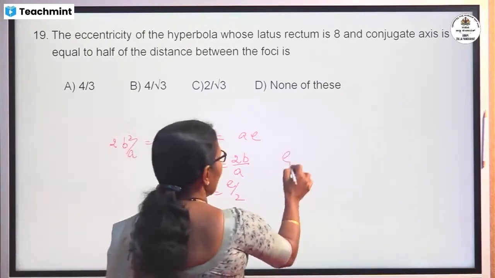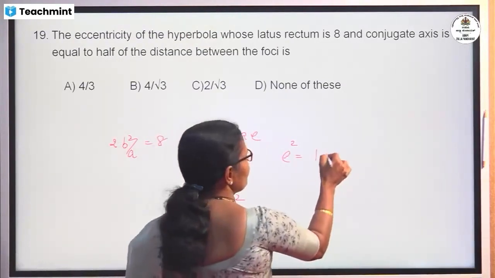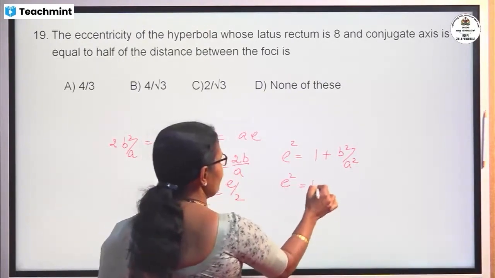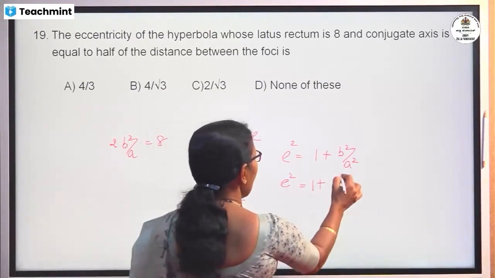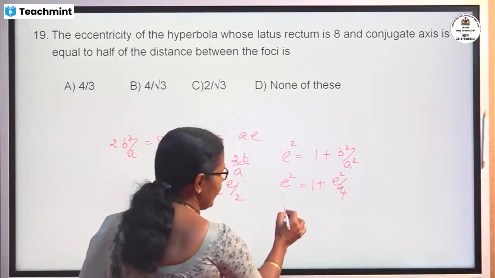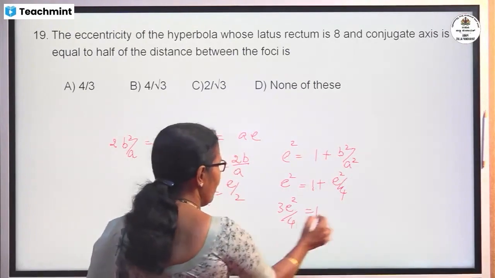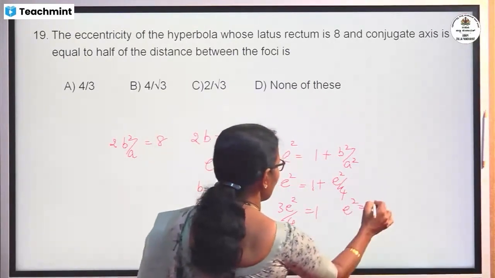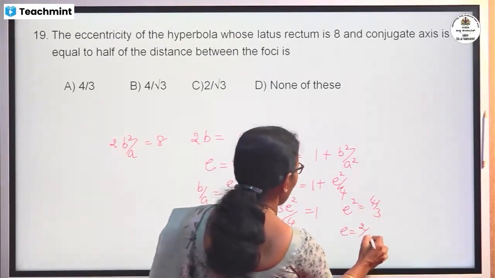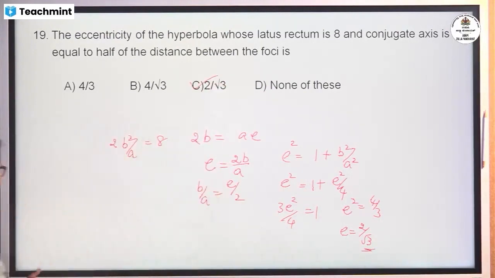Now we know that in hyperbola e square is equal to 1 plus b square by a square. E square is equal to 1 plus e square divided by 4. Now bring it to this side, then we get 3e square by 4 is equal to 1, or e square is equal to 4 by 3, then e is equal to 2 by root 3. E is equal to 2 by root 3 is the correct answer, C.